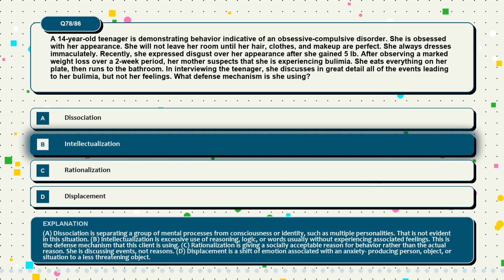C. Rationalization is giving a socially acceptable reason for behavior rather than the actual reason. She is discussing events, not reasons. D. Displacement is a shift of emotion associated with an anxiety-producing person, object, or situation to a less threatening object.